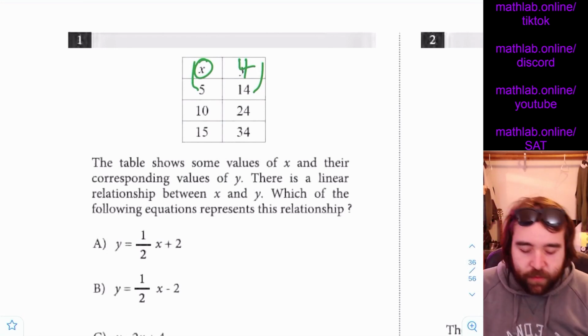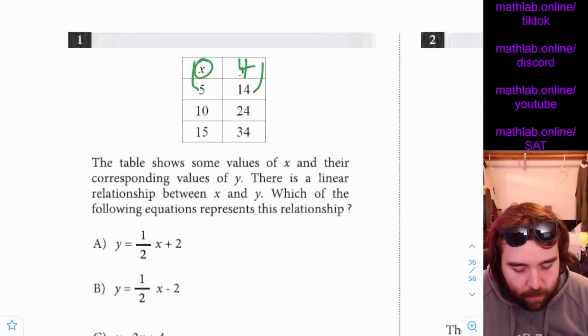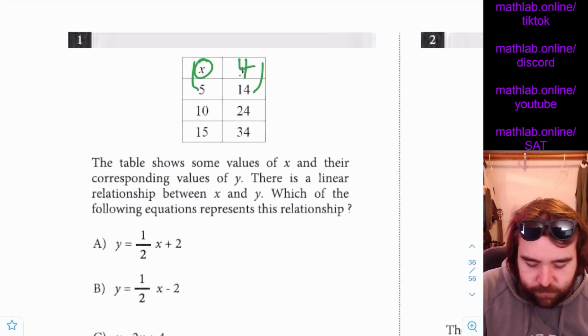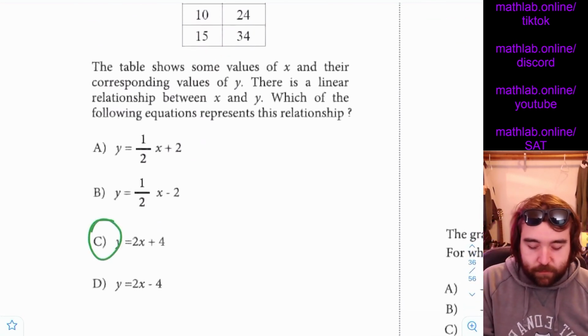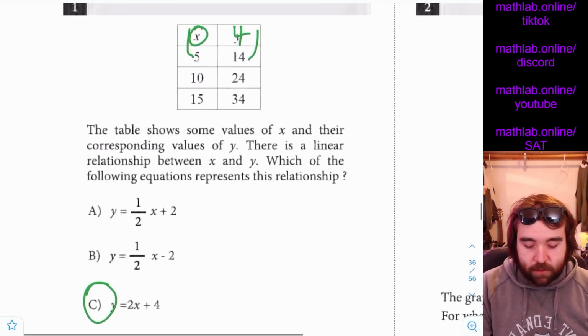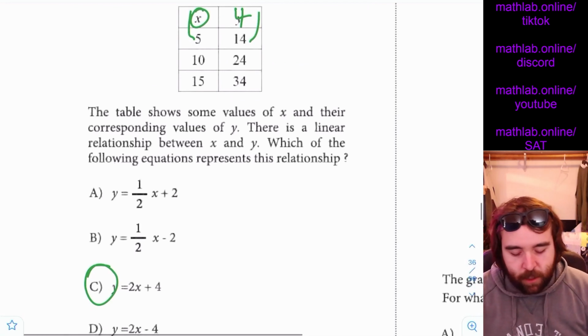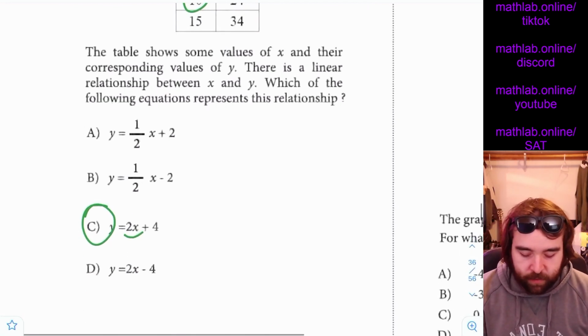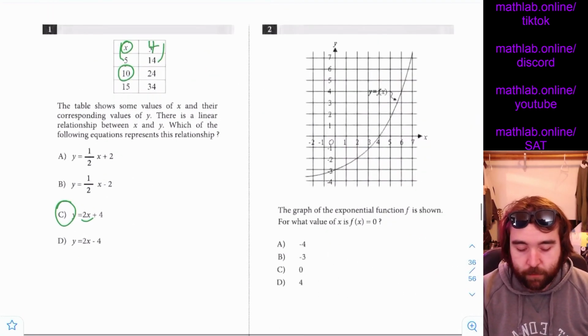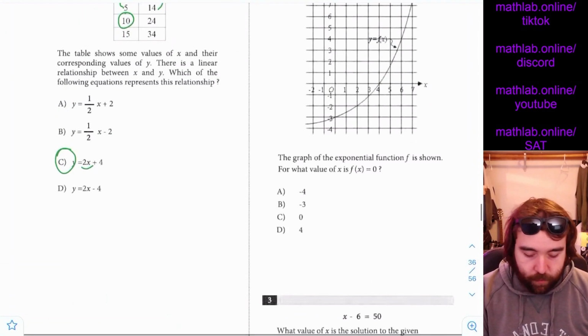Because we're just continuing with the x patterns. We go down by 5, we go down by 10. So we know the intercept is positive 4. And that actually gets us the answer, right? 2x plus 4. And then, yeah, the slope is definitely 2. You could also plug in numbers. You plug in 10, you get 24. Is that the only one that does that? Yeah, it is. So there you go. First problem, pretty easy.